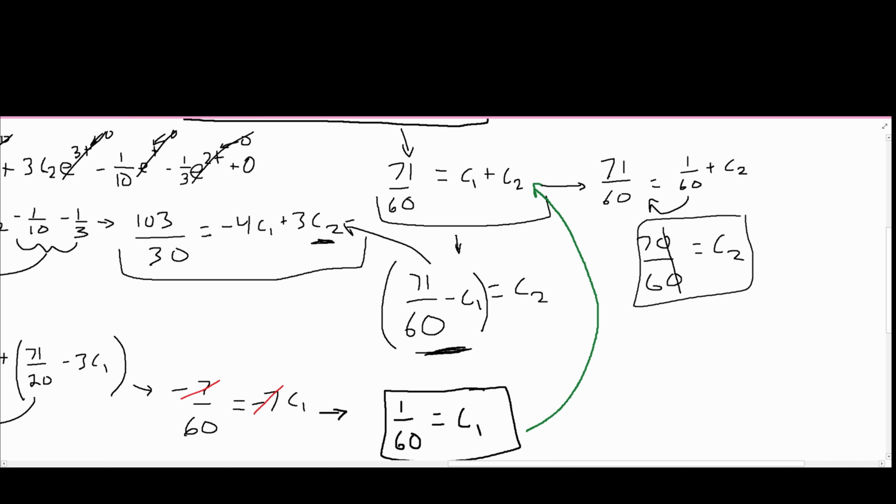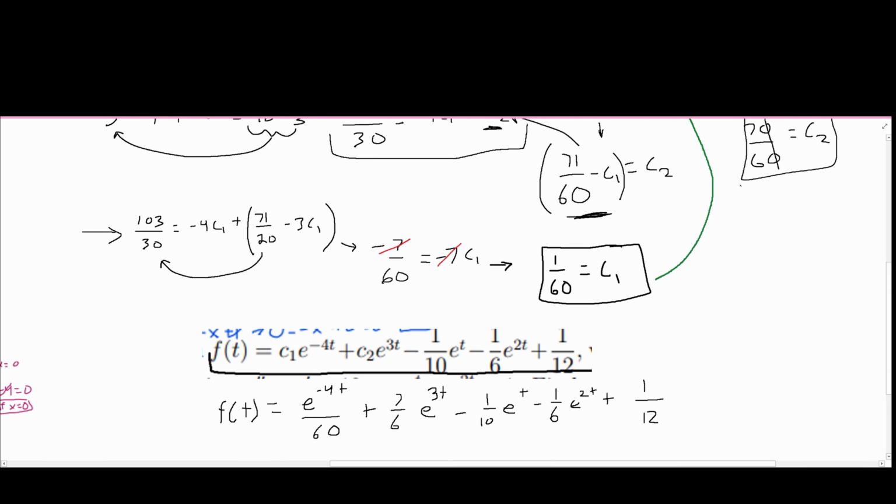We are not done yet, because this problem asks us to find a solution to the differential equation. We need to take this original function f of t and we need to sub in our c's. So this is what we're going to get once we plug our c1 and c2 in. Remember, our c1 is 1 over 60 and our c2 is 7 over 6. So all we're going to do is plug that into c1 and c2 of the original equation, and we're done.